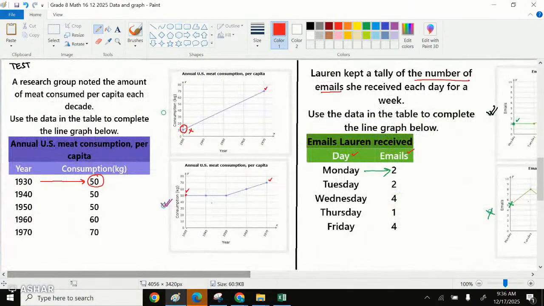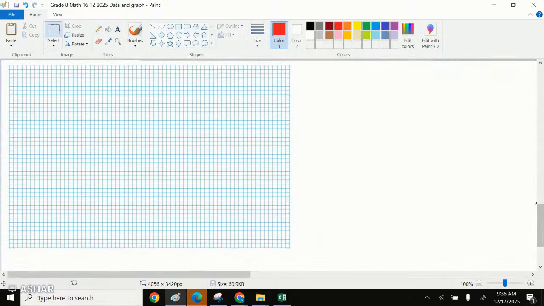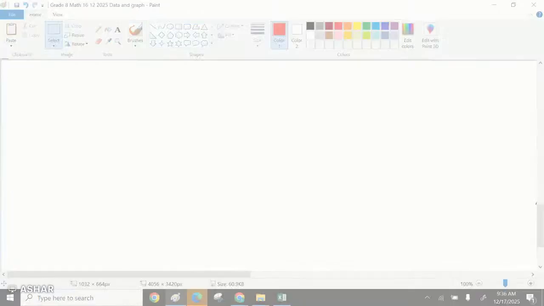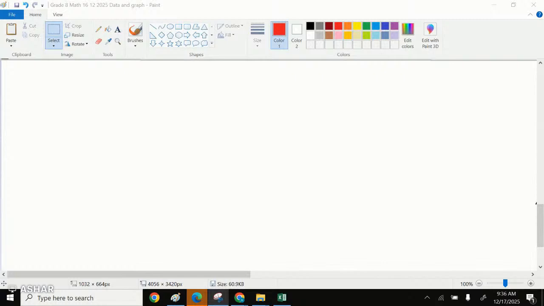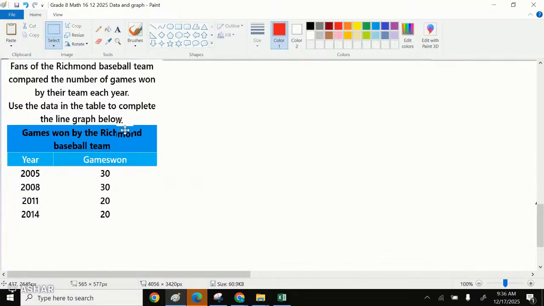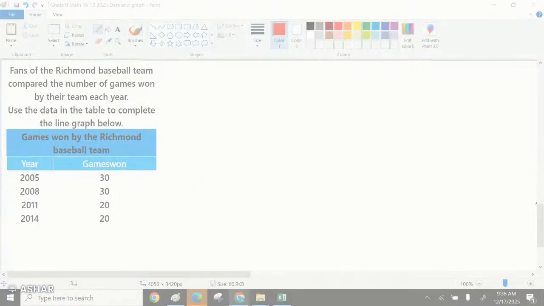Let's do another question. We have a graph over here. Let's remove the graph. Fans of a Richmond baseball team are again talking about winning streaks. They won these many games. Let's see which diagram would be the best representation of the information that has been provided to us.